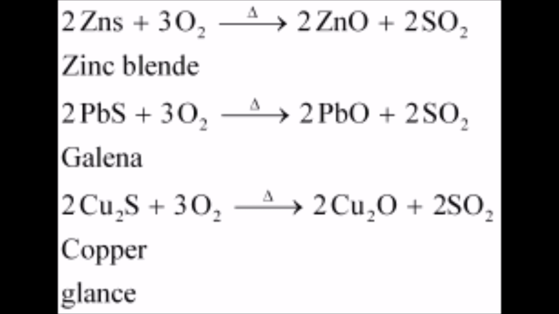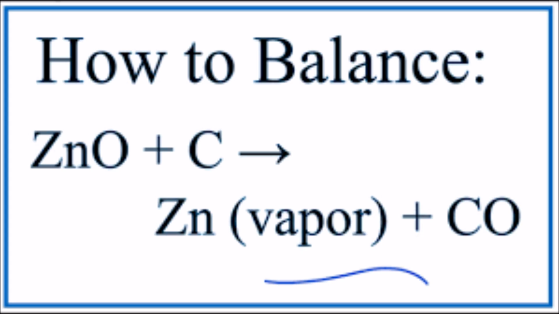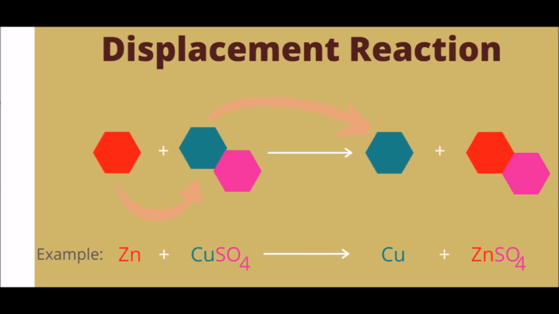The metal oxides are then reduced to the corresponding metals by using a suitable reducing agent such as carbon. For example, when zinc oxide is heated with carbon, it is reduced to metallic zinc along with carbon monoxide. Obtaining metals from their compounds is also a reduction process. Besides using carbon, which is coke, to reduce metal oxides to metals, sometimes displacement reactions can also be used.